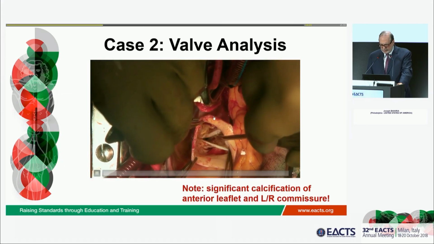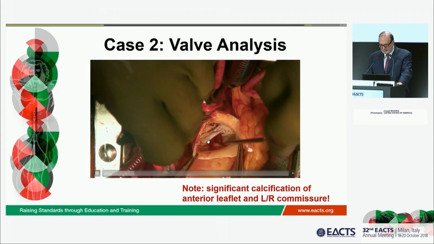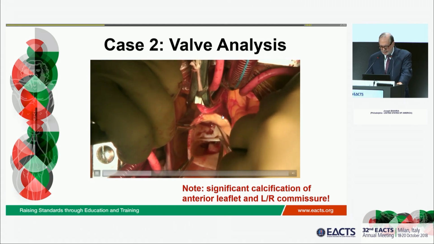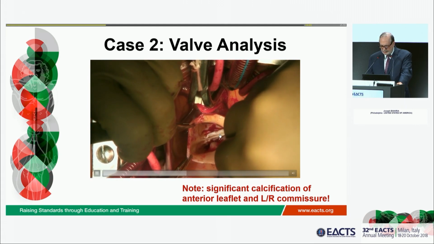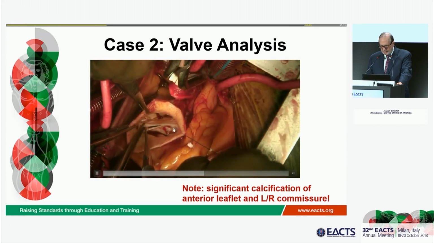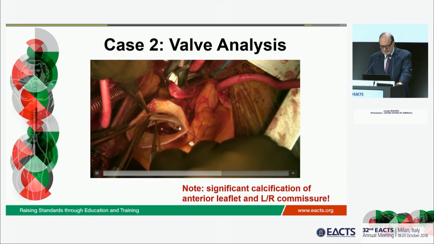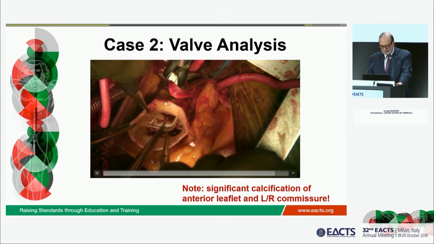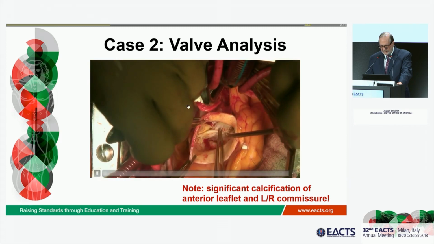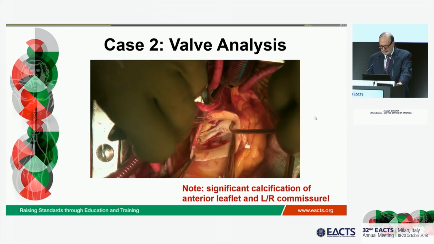So we're getting in, and we're going to do a valve analysis, because I do a valve analysis on everybody, because I want to try to repair as many valves as possible. You can see he's a pretty young guy. It's a nice valve, but it's got a big chunk of calcium right here. Here's your raphe. So the calcium's on the opposite leaflet.